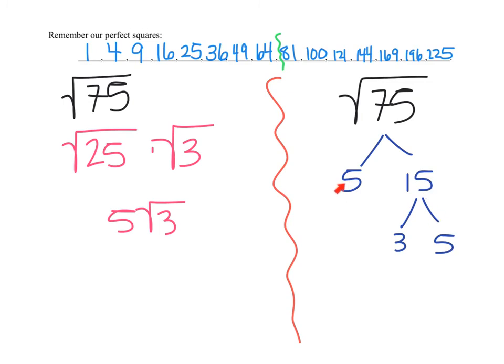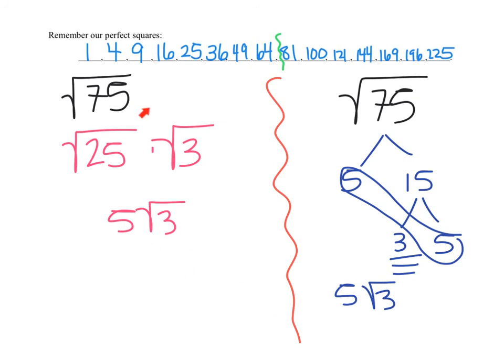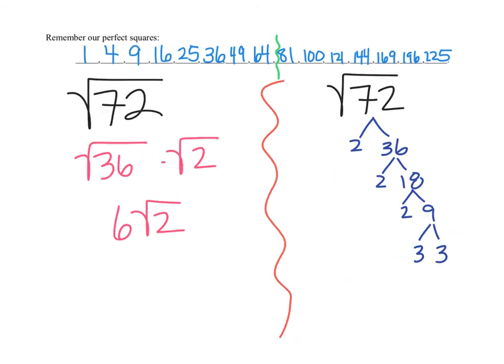So what I want you to realize here is that even though the 5s aren't next to each other, they're still at the bottom of the trees, and so that does count as a pair that needs to come out. So these 5s are going to come out, and there's still the 3 left over that's going to stay underneath the radical. So again, we're getting the same answer here, just using two different methods to get there.